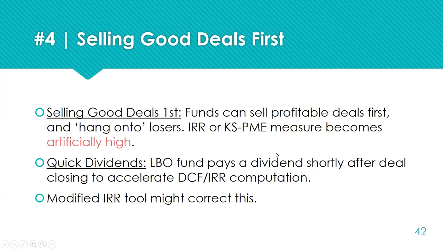Now, the internal return type measurements can be manipulated. So one of the tricks, if you know the math, is you sell good deals first, the cash comes in early, and then you wait until later to sell the dogs.